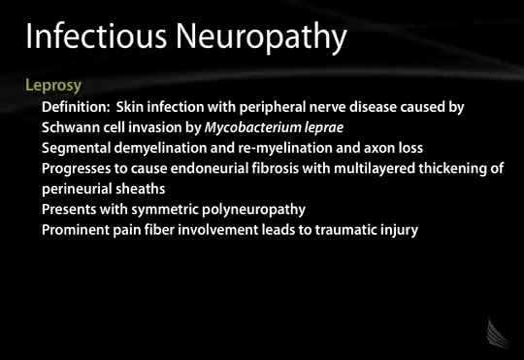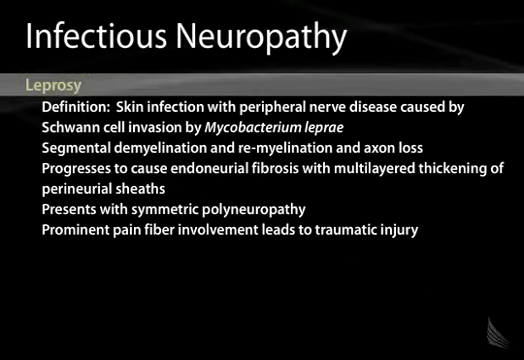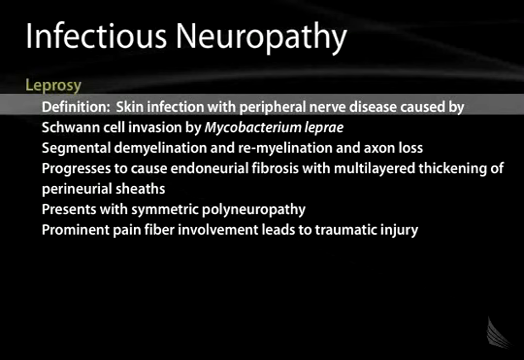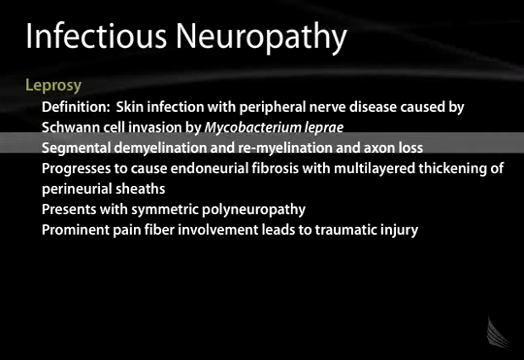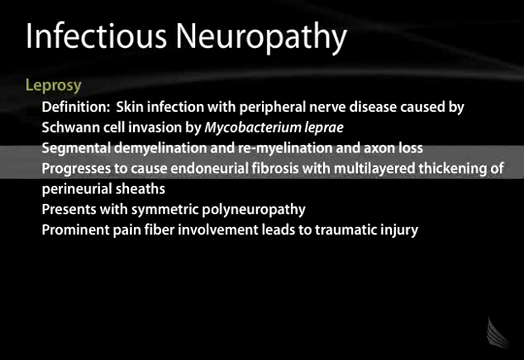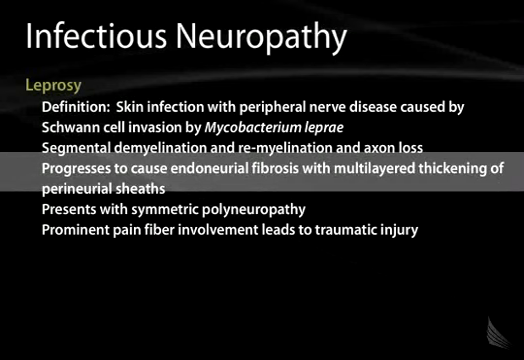Infectious neuropathy includes leprosy as a cause. Here you have a skin infection with the peripheral nerve disease caused by Schwann cell invasion by the Mycobacterium leprae. Segmental demyelination and remyelination occurs, as can axonal loss. And here you get progression to endoneurial fibrosis with multi-layered thickening of the perineural sheaths.